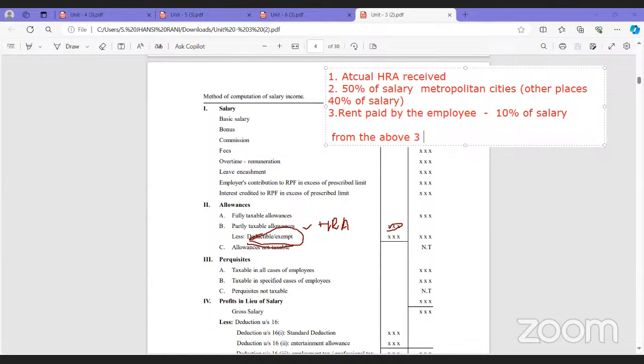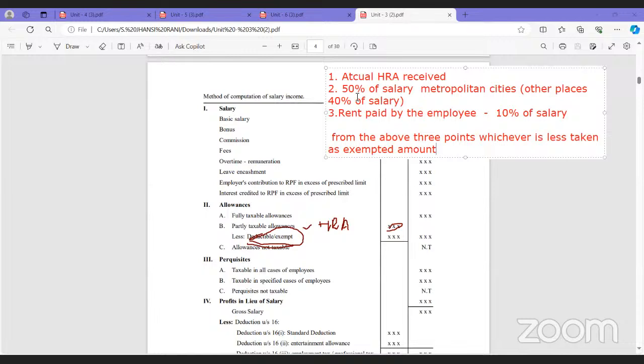No, listen, it is not yet completed. Let me complete it. From the above three points, whichever is less is taken as the exempted amount. Here you may get a doubt, as you have asked rightly: is 10% of salary gross salary or net salary? And the same applies to 50% or 40% of salary in the second point.